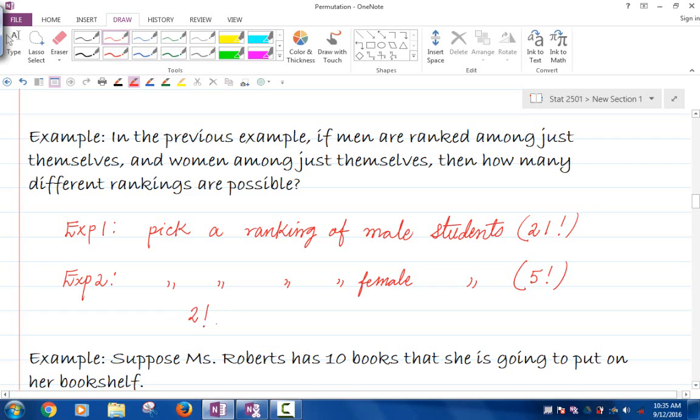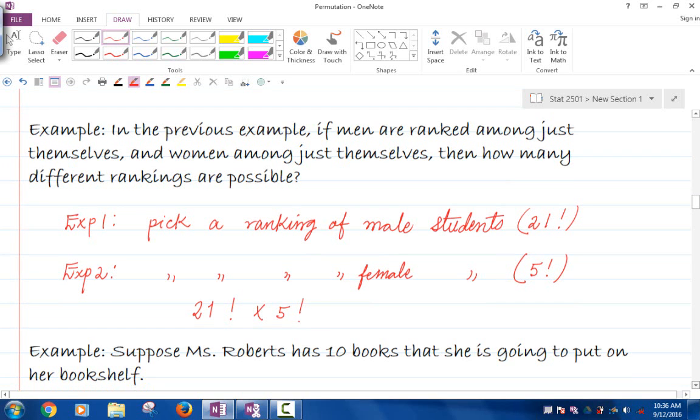21 factorial. Oops, 21. Let me erase that for a second. 21 factorial times 5 factorial. Does everybody agree with that? Because for each possible ranking of the female students, I have 21 factorial rankings of the male students, right? Does that make sense? Here's another question.